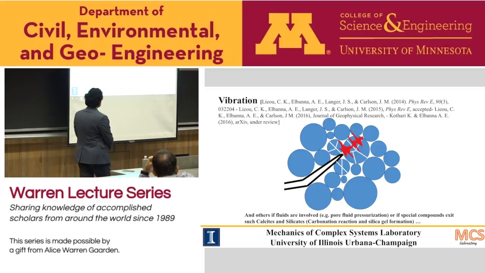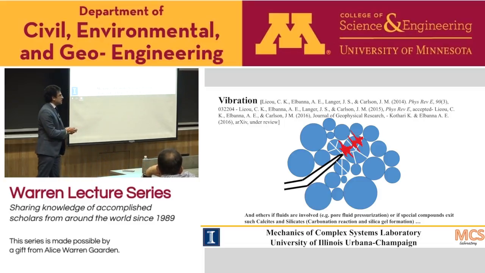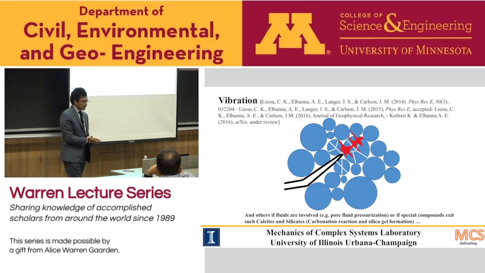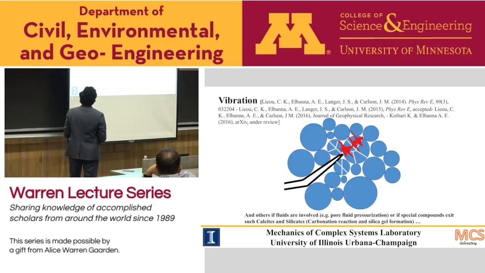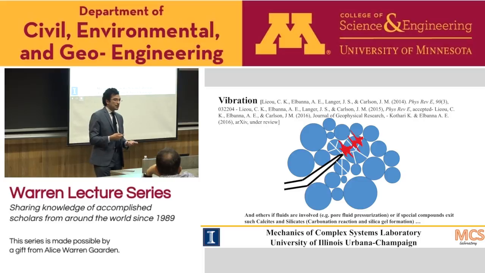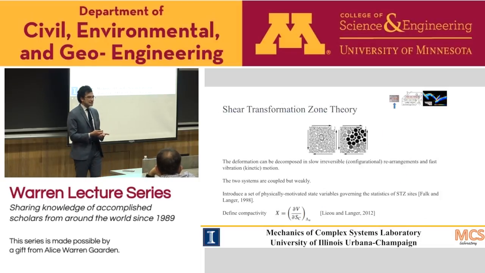The theory that we are going to use was developed in the late 90s by James Langer and Michael Falk. It's called the shear transformation zone theory, and they developed it primarily, in the first place, for bulk metallic glasses, but it's actually a framework to describe plasticity in amorphous materials in general. And granular materials, although they are locally crystalline at the grain level, globally are amorphous and disordered.